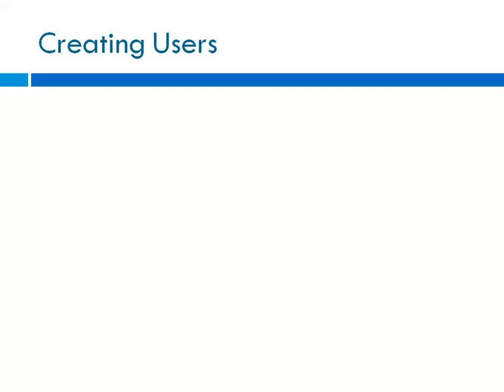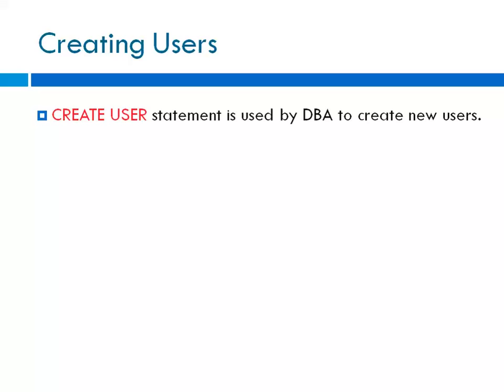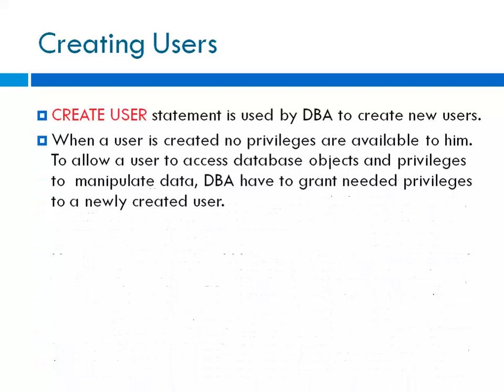So these are high level system privileges that can be used by the database administrator. So how to create users? That means if you are a database administrator and you have to create users, how will you do that? For that there is a create user statement. The create user statement is used by a DBA to create new users. When a user is created, no privileges are available to him. To allow a user to access database objects and privileges to manipulate the data, the database administrator has to grant needed privileges to a newly created user.